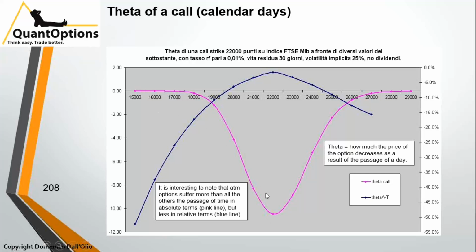Indeed, the pink line refers to the left y-axis, which is in points. The blue line refers to the right y-axis, referred to percentage variations in the price of the option. So, in absolute terms, the ATM call is the more reactive to the passage of time. But in relative terms, how much this decrease in the price of the option is related to the initial price of the option, it tells that the at the money option is the less reactive one.